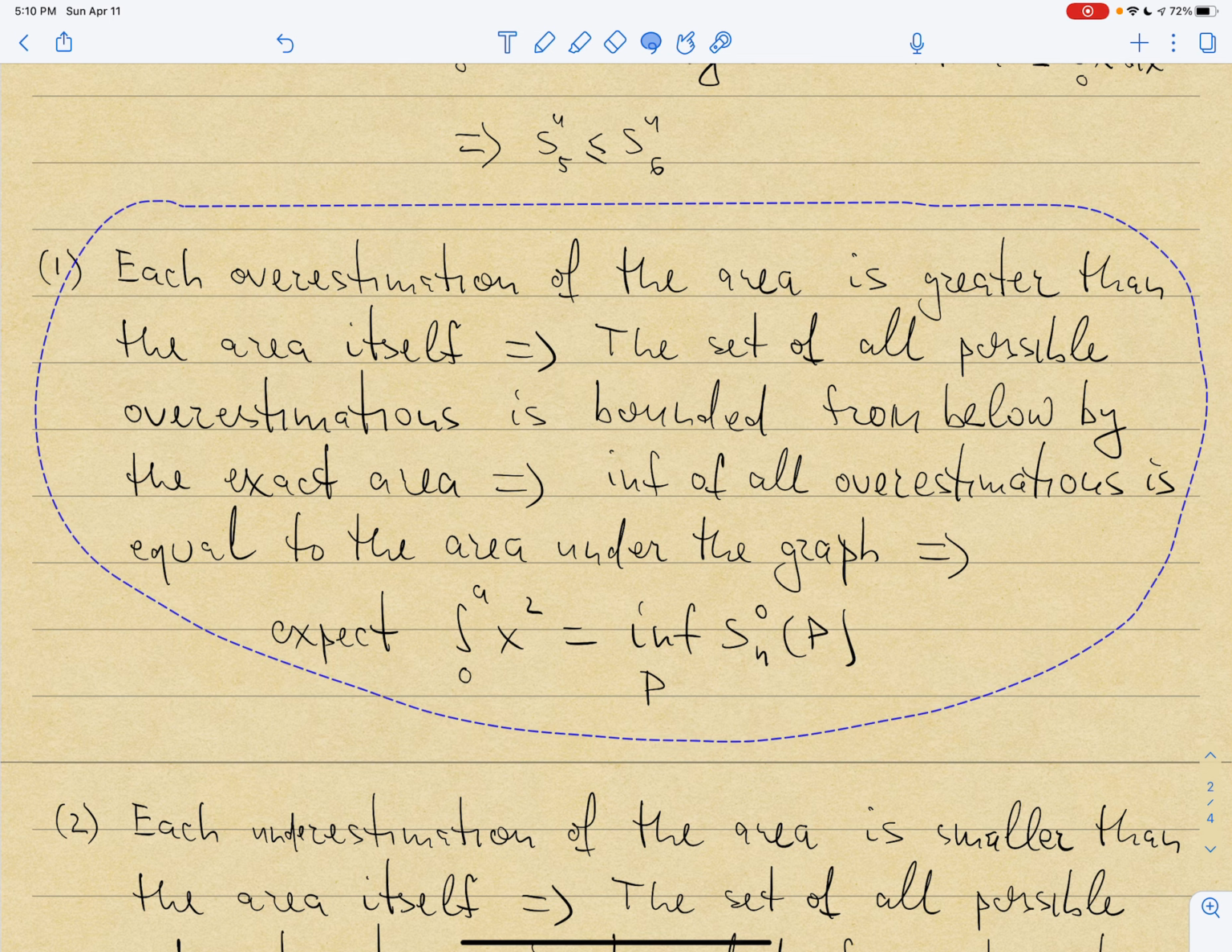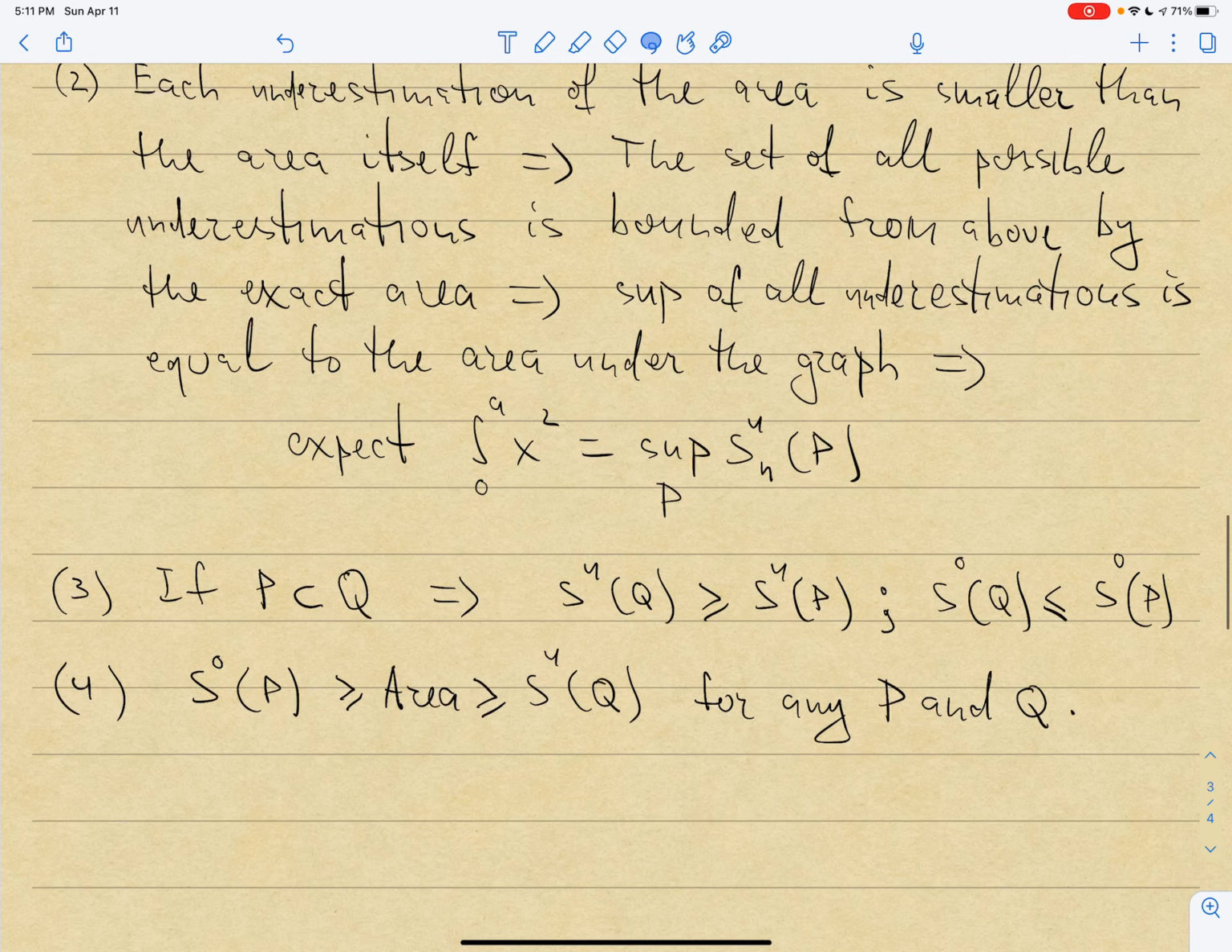And if I take underestimations and take the supremum over all possible partitions of the interval, then I should get exactly the same number. So I can get the area under the graph as an infimum over overestimations or as a supremum over underestimations. And that is what I'm going to do in the next lectures.